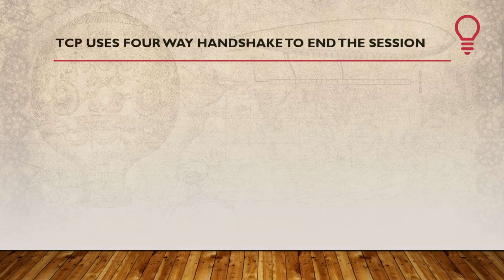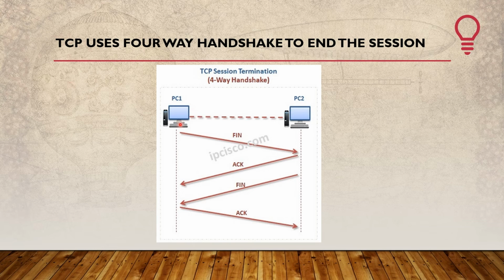See, once the data is all transferred, it has to end the connection, right? TCP uses a four-way handshake to end the session. It will send a finish packet, a FIN packet. After that, PC2 will send an acknowledgement packet along with its FIN packet, and then PC1 will respond with an acknowledgement to this FIN packet. This is the four-way handshake used in TCP to end the session.